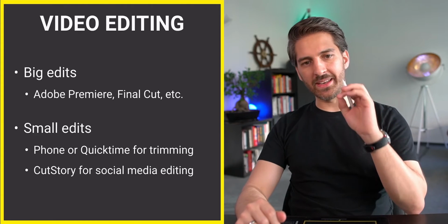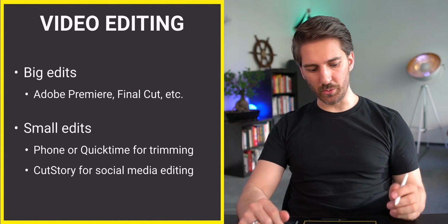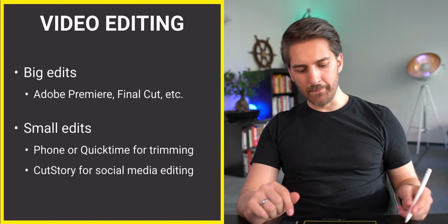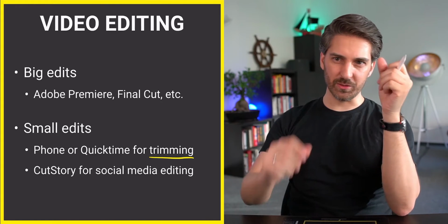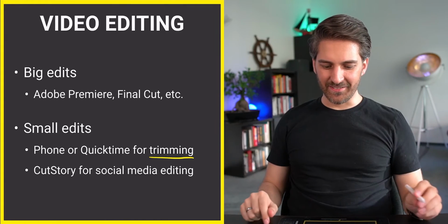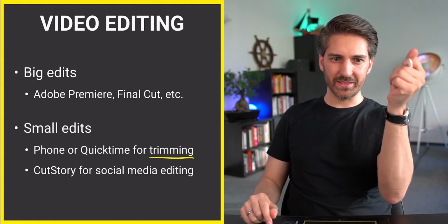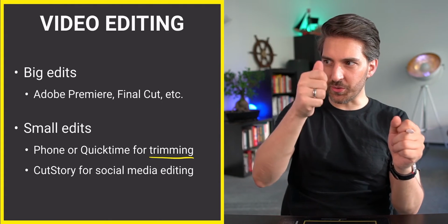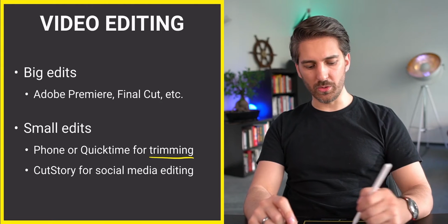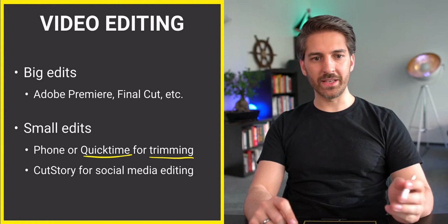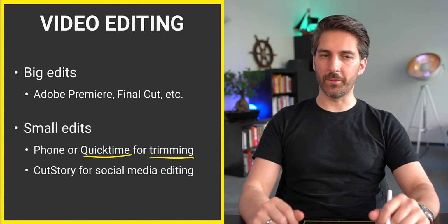And for small edits, we actually prefer to use the phone. It is so quick and easy to just do some trimming on your phone. Trimming is when you see like this frame around your video, and you can shorten the beginning, you can shorten the end a little bit. And we like to use it on the phone, or on the MacBook there is QuickTime, and it's a very easy way to do it there.